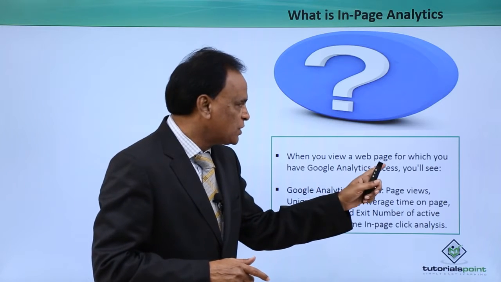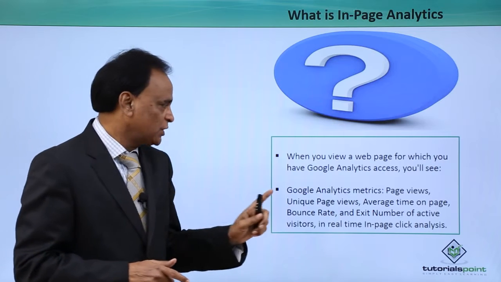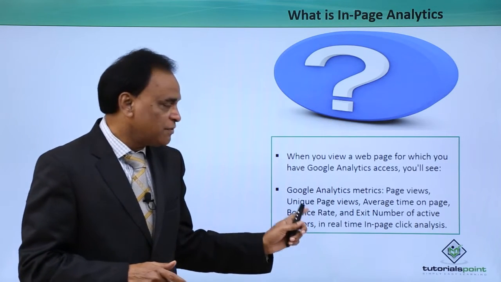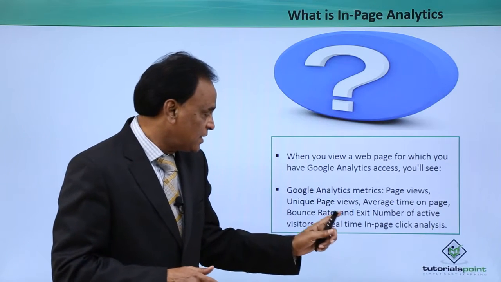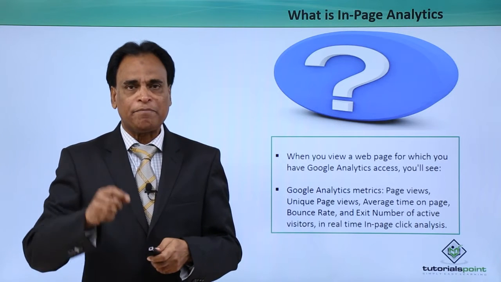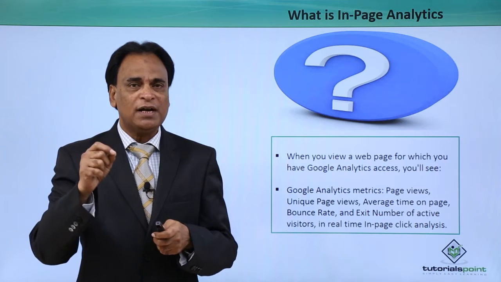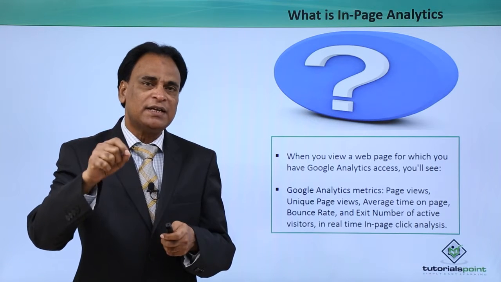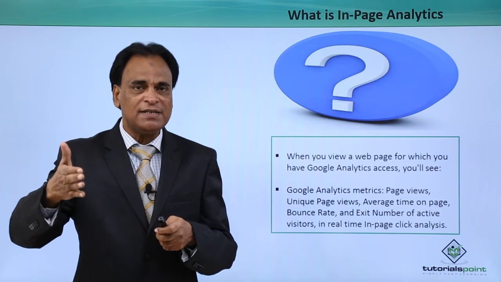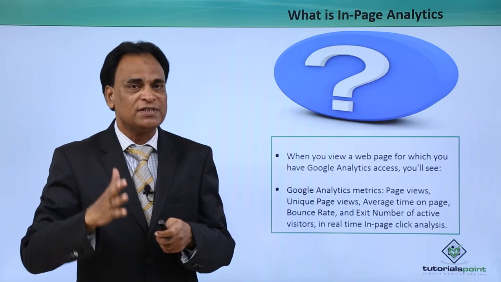When you view a web page for which you have Google Analytics access, you will see the following information: the page views, unique page views, average time on the page, the bounce rate, the exit rate, and the active visitors in real time, along with in-page analytic click analysis. The basic point I am trying to stress here is that when you have a website and Google Analytics already integrated in it, each and every page can be analyzed individually, depending upon the requirements for which your page is serving the visitors.